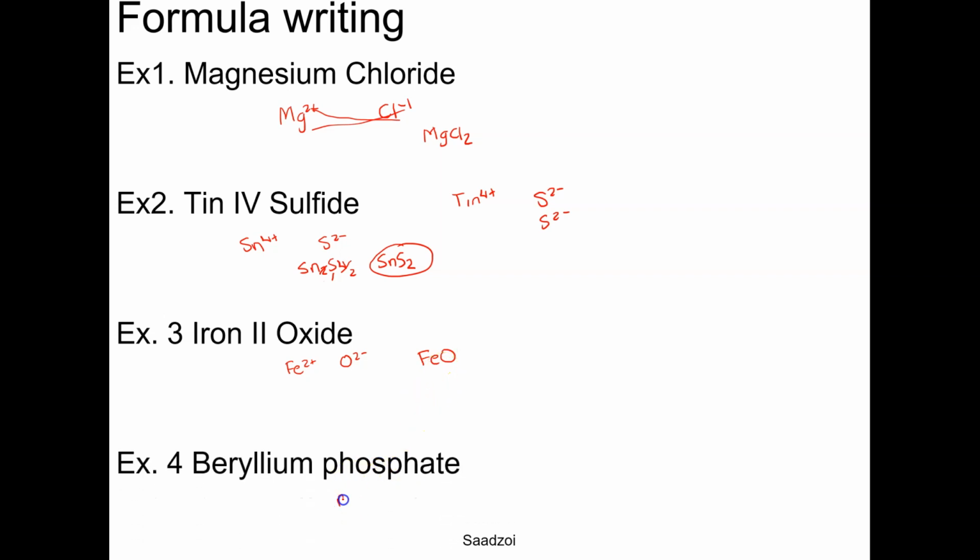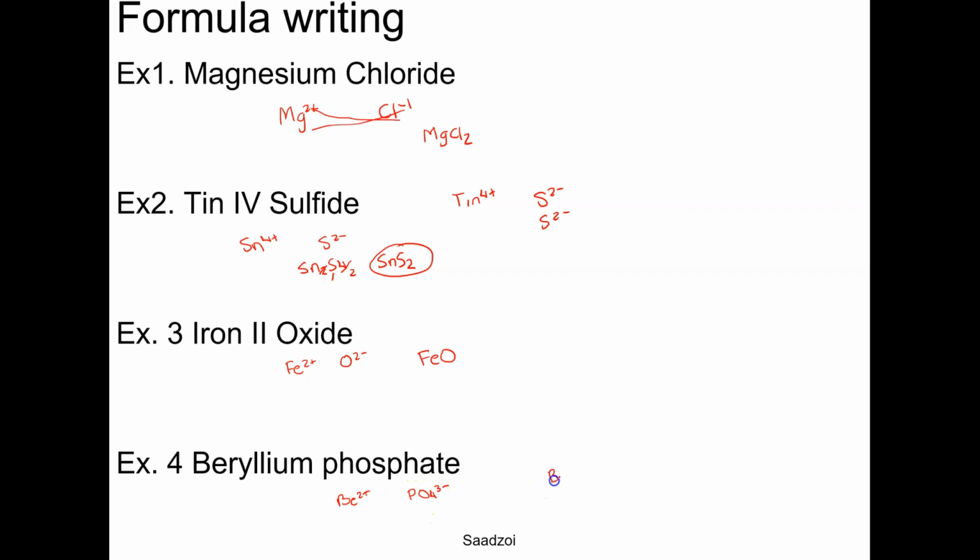Beryllium phosphate, Be positive 2, PO4 minus 3. When you have a polyatomic ion that you need to have more than one of, you crisscross, but you need to put a parenthesis around the whole polyatomic ion. The reason is you cannot touch this 4. You can't make it become PO8 because there's no such thing as a PO8. You can't do PO4 with a 2 either, which is the alternative.